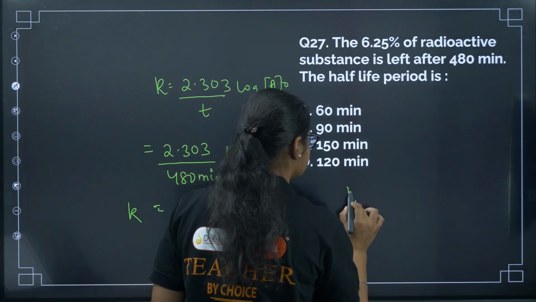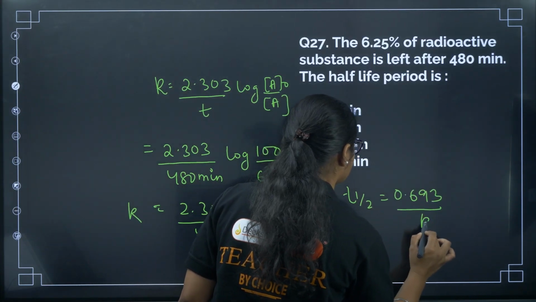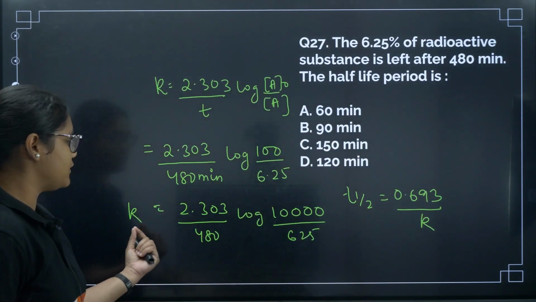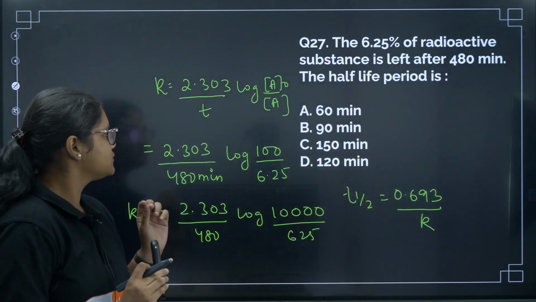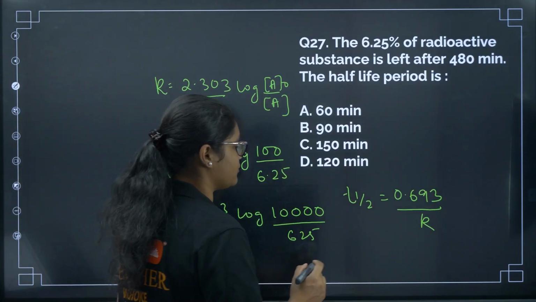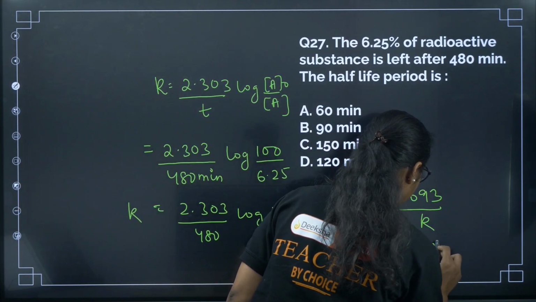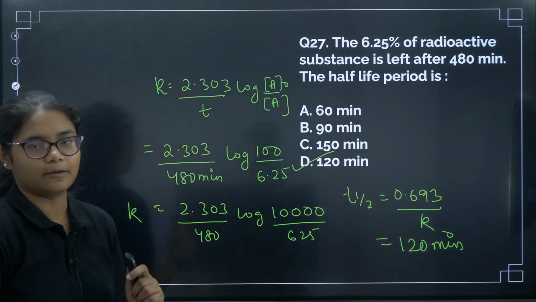Now, t half value is 0.693 by K. So what you have to do? Just substitute the K value that we get here in this, and then you have to calculate the t half value. So if you substitute it correctly, the value you will be getting is around 120 minutes. Okay. So the correct answer for this question will be option number D.